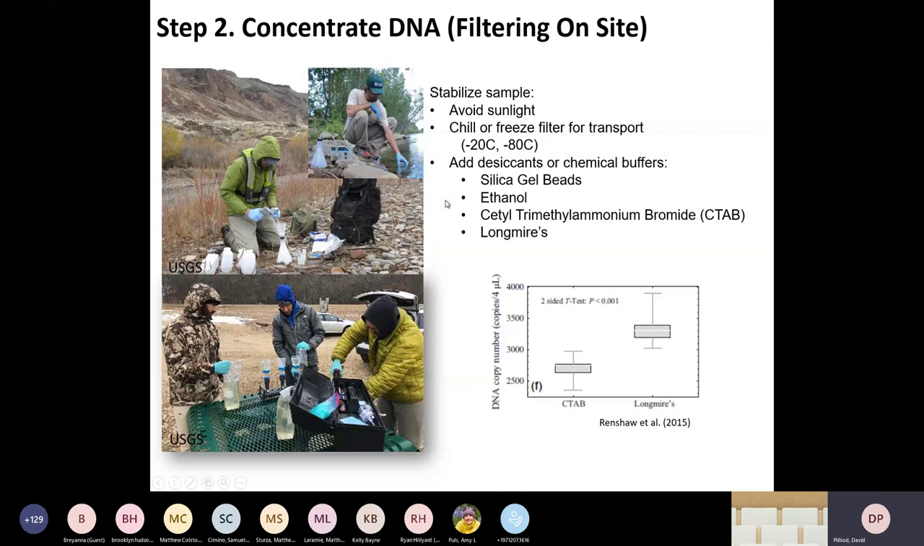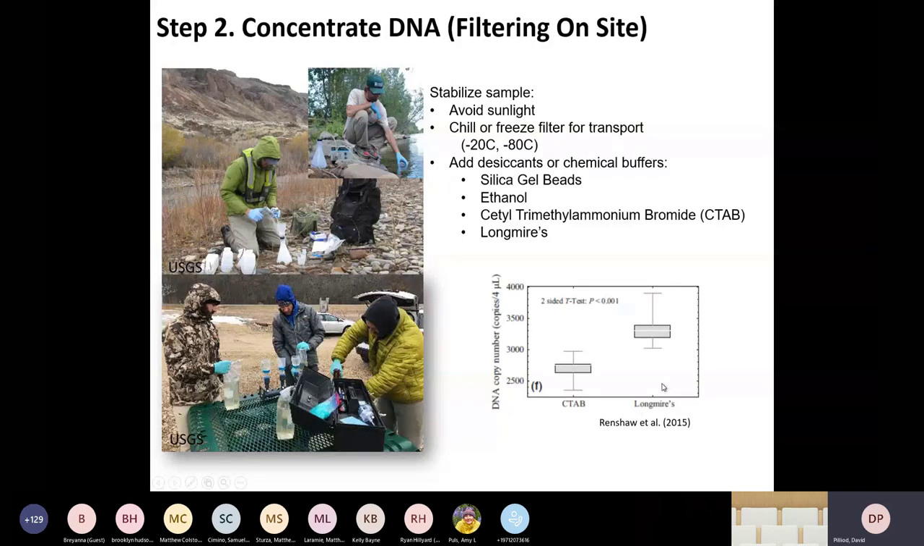You can add desiccants or some kind of chemical buffer. Commonly used ones are silica gel beads, ethanol, cetyl trimethyl ammonium bromide (CTAB), and Longmire's buffer. I just show one comparison here. This is also Renshaw's work in 2015, looking at yield, the copy number on the y-axis, comparing two types of buffers, CTAB and Longmire's. In this study, they found that filters held in Longmire's buffer did much better, yielding more DNA than filters that were stored in CTAB.